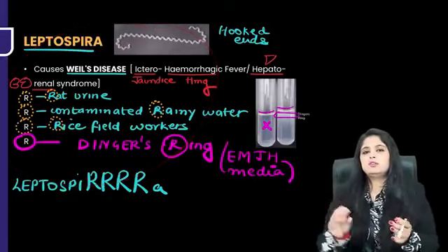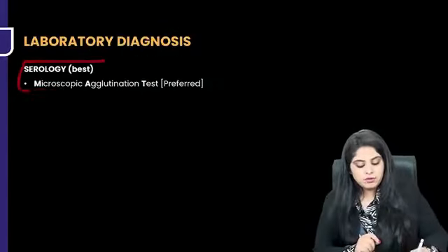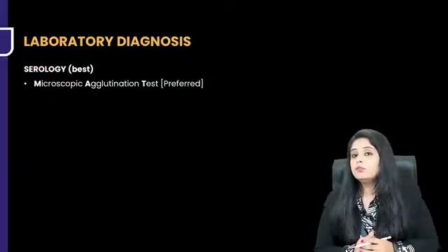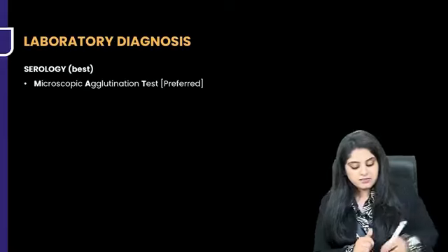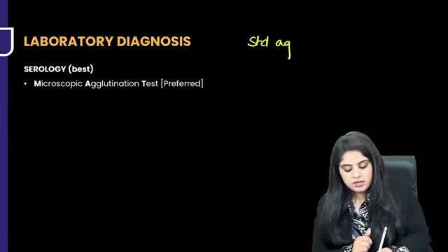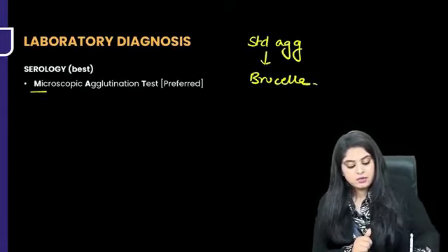But the best diagnosis, ma'am, is to find the antibody. How do I find out the antibody? By the microscopic agglutination test. So what all agglutinations have I studied? Where did we have the standard agglutination test? Standard agglutination test I studied a while ago. You studied it in Brucella. Microscopic agglutination test you are studying for leptospira.